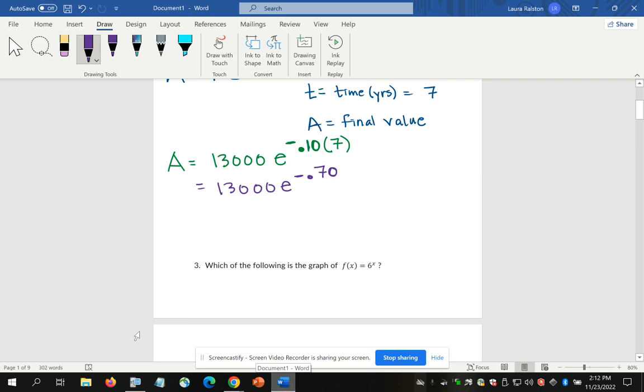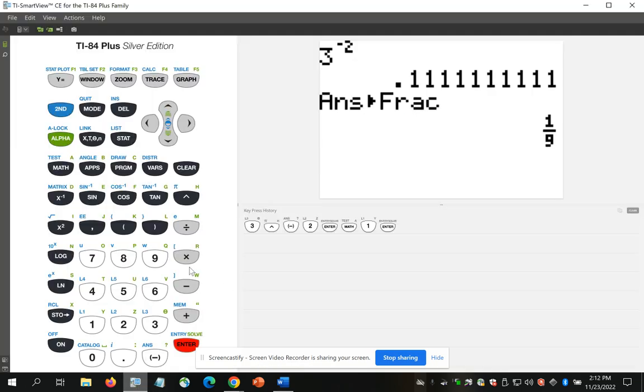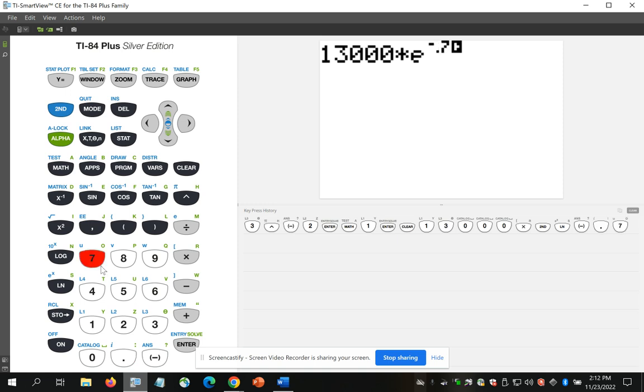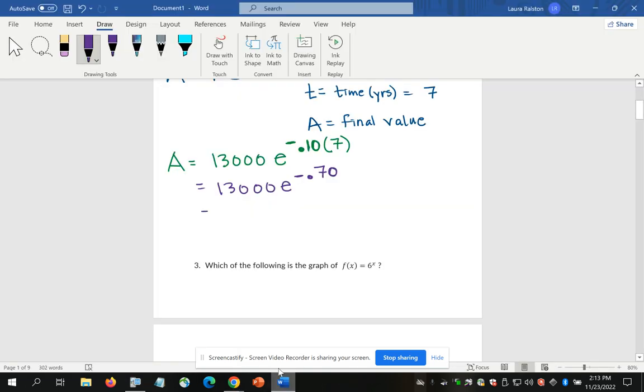So I'm going to go over to my calculator and type this information in. I would type 13,000 times, get my E, and I'm going to raise it to the negative 0.7. Again, it's negative because the value is decreasing or depreciating. And get out of the exponent with the arrow and hit enter. So I get 6455. Let me write this down. Equals 6455.608 and so on.